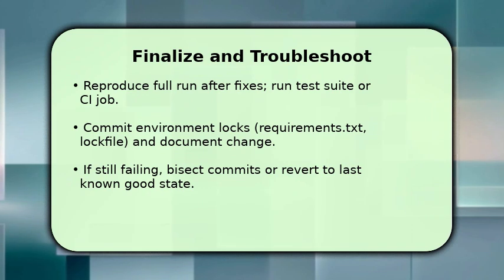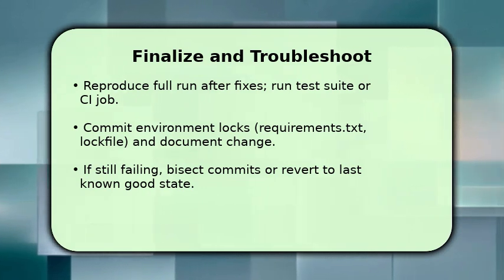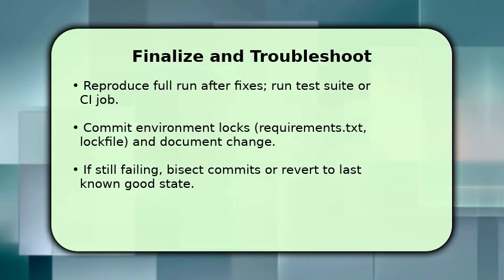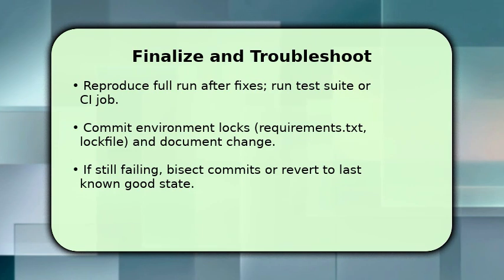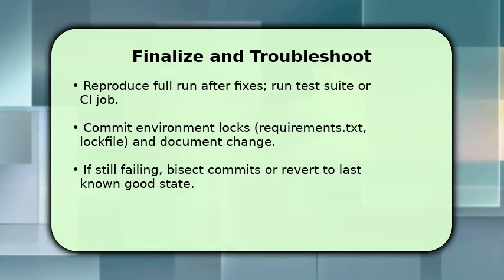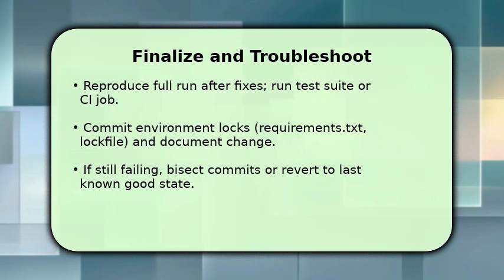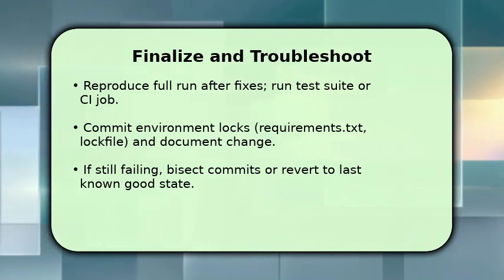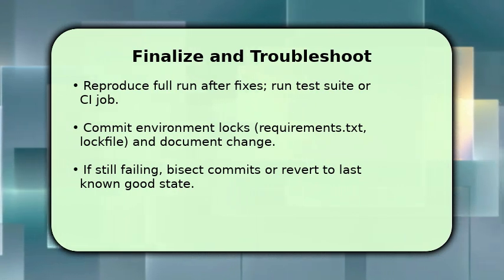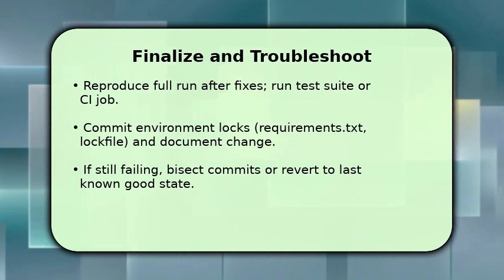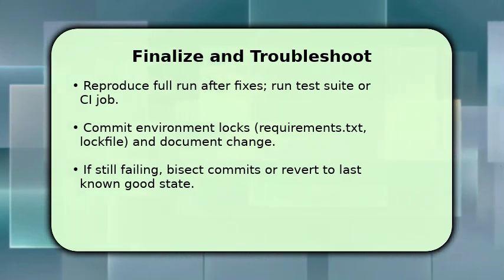Commit updated environment locks and a short note explaining the change so others can reproduce it. Make sure to push the backup config if you created one. If issues persist, bisect recent commits or revert to the last known good state and reapply changes incrementally to find the exact introducer. One tip: check for subtle path or environment variable differences between shells if problems continue.